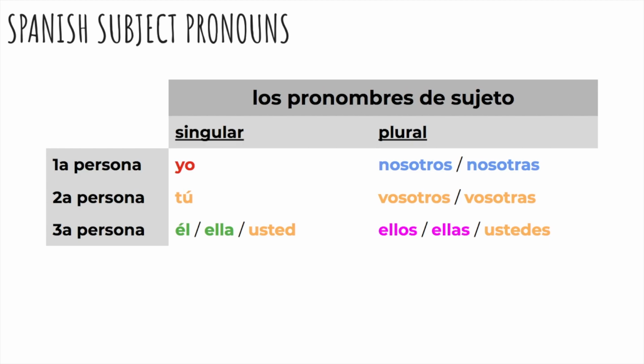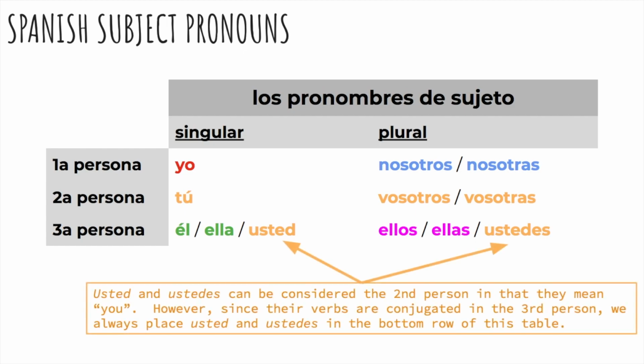You may be thinking, but I thought usted and ustedes meant you. Why are they in the third person? While these two pronouns do translate as you, the verbs that go with them are conjugated in the third person forms. As a result, we always place usted and ustedes in the third row. Strange, I know.